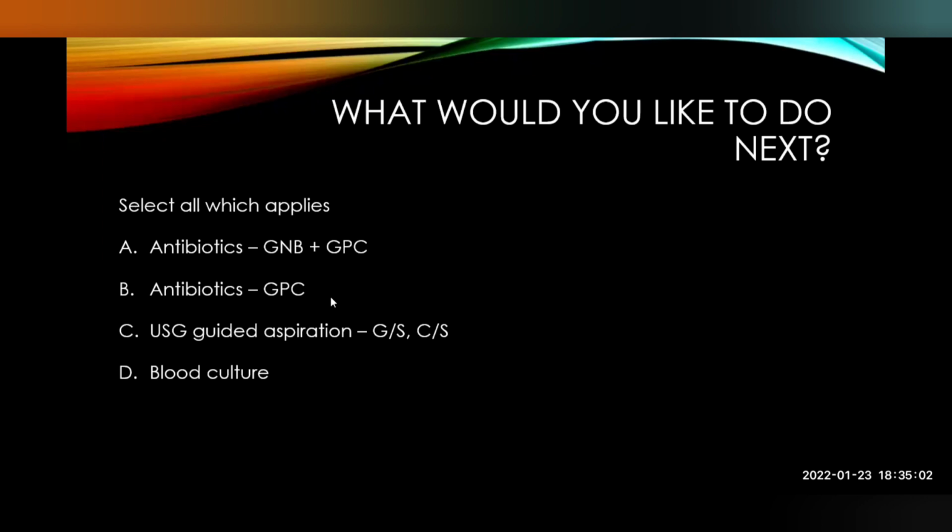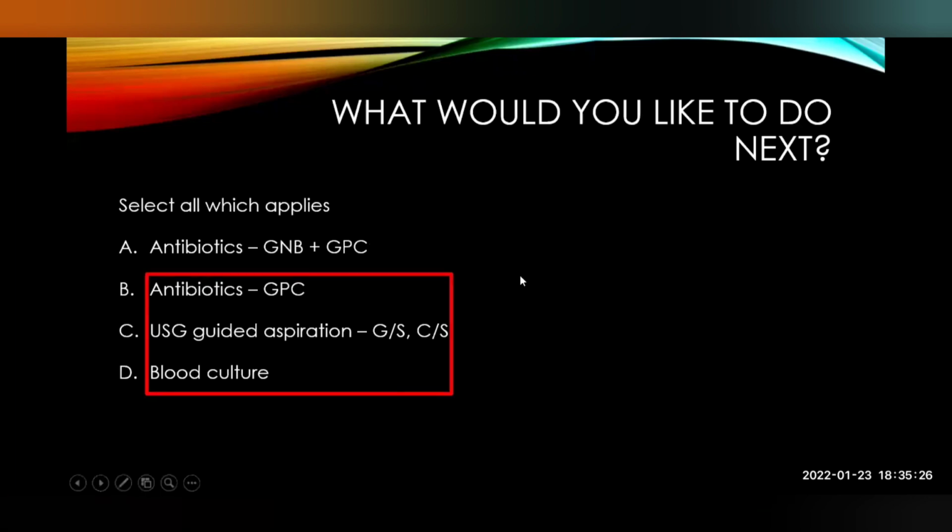Then what antibiotic cover would you need to give? The antibiotic cover you need to give depends upon the source of infection. Here, this is a case of septic arthritis, where more commonly it is GPC. So you'll have to give GPC cover, do the USG-guided aspiration and blood culture. If there are no other potential sources of infection noted, just GPC cover will be sufficient.